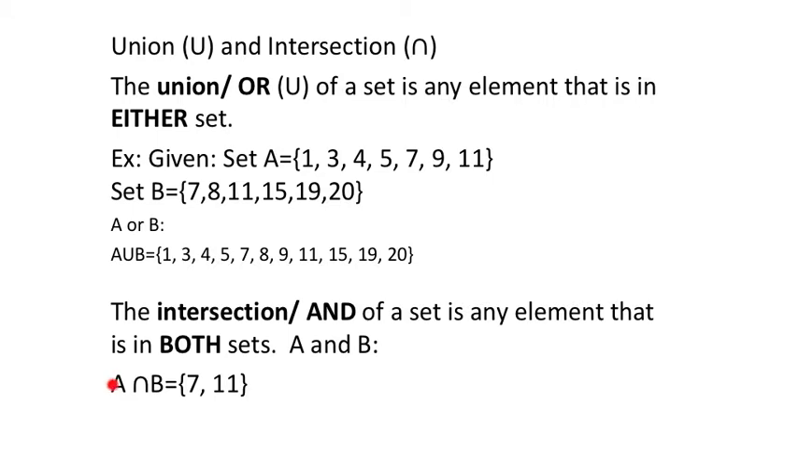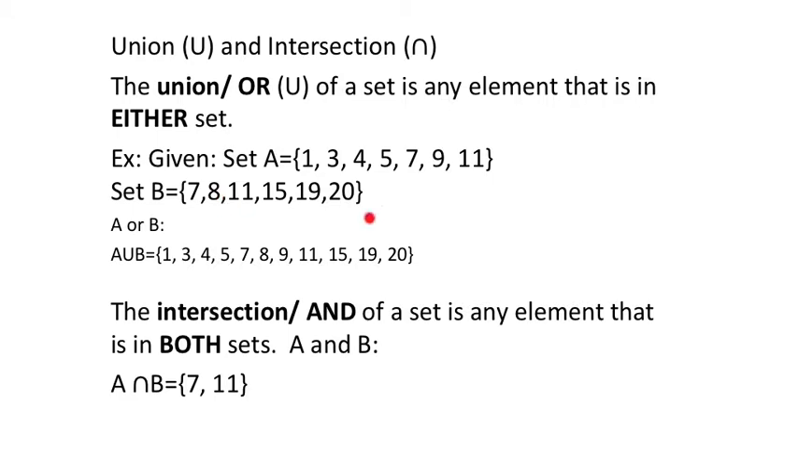Or I could say, does A and B have 1? No, A does, but B doesn't. That's an and statement. See the difference? And so does A and B have a 7? Yes, they both have 7. Does A and B have an 11? Yes, they do. Okay. So that's how this union intersection thing works.